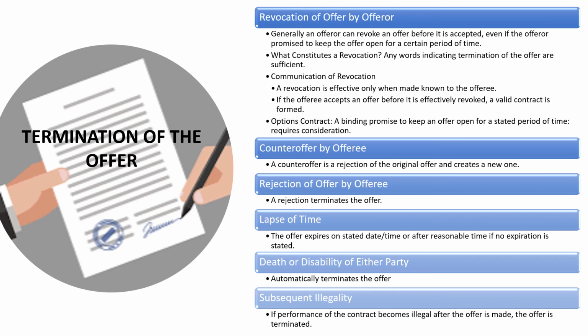Similarly, you can terminate an offer due to the death or disability of either party. So what does this mean? If, in the really unfortunate situation, the offeror makes you an offer to sell you a textbook for $50, and before you can accept, that person passes away or becomes disabled, you can no longer accept their offer.